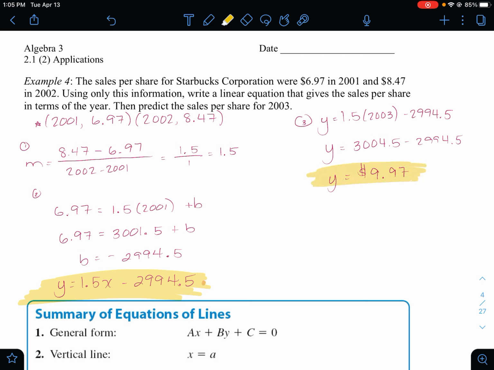Okay, I did look this up. I don't remember when, but we looked it up and it actually was a pretty good prediction because the actual sale was $10.35 per share. So it's not too bad of a prediction.